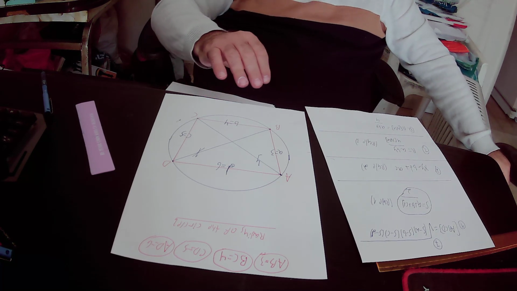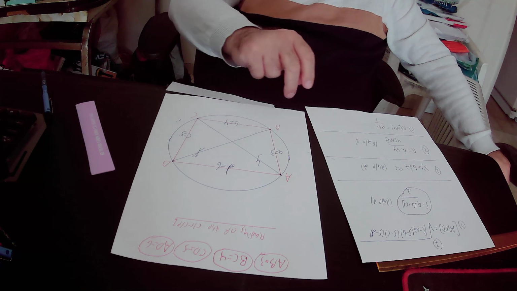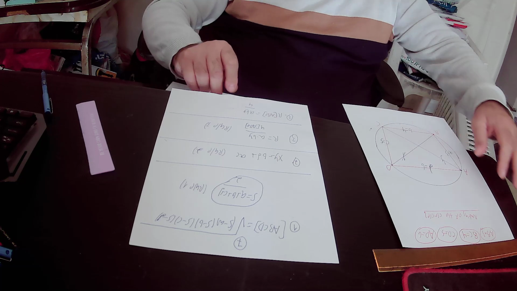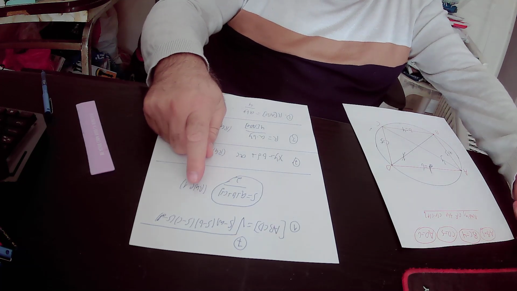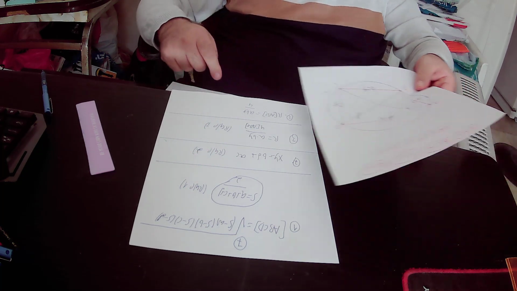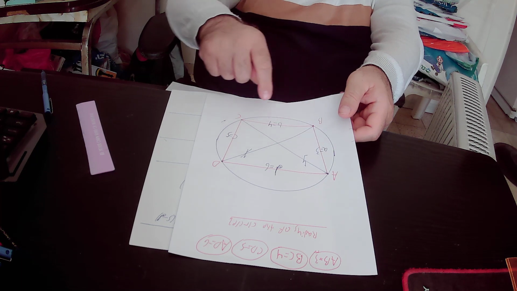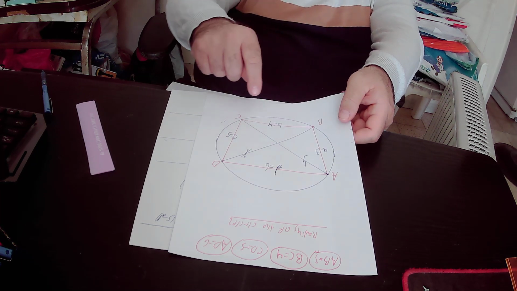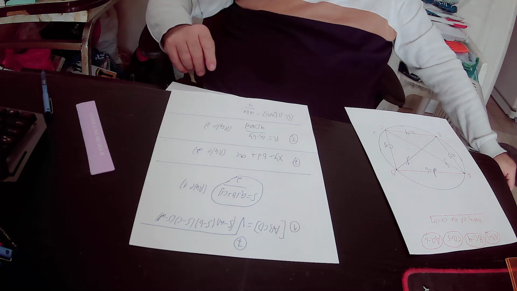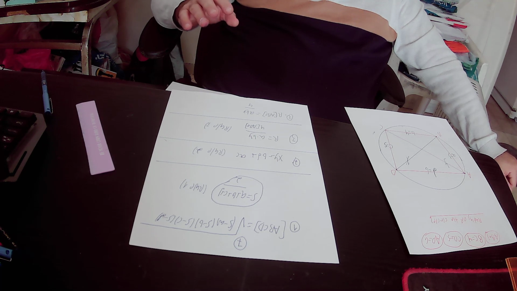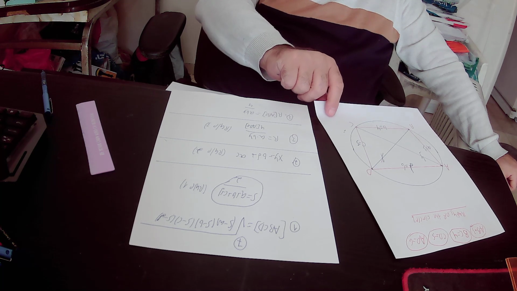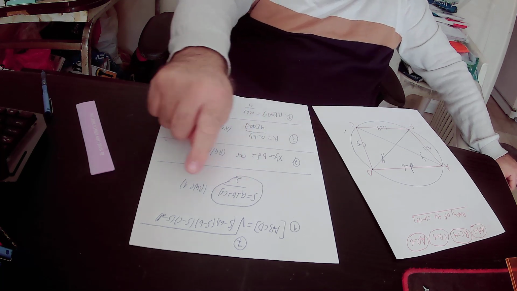According to the first rule, the area of this quadrilateral ABCD equals the root of (S minus A) times (S minus B) times (S minus C) times (S minus D), when A, B, C, and D are the lengths of this quadrilateral's sides, and S equals (A plus B plus C plus D) over 2. So if you have a quadrilateral that is inscribed by a circle, then you can find out the area of that quadrilateral according to this formula.